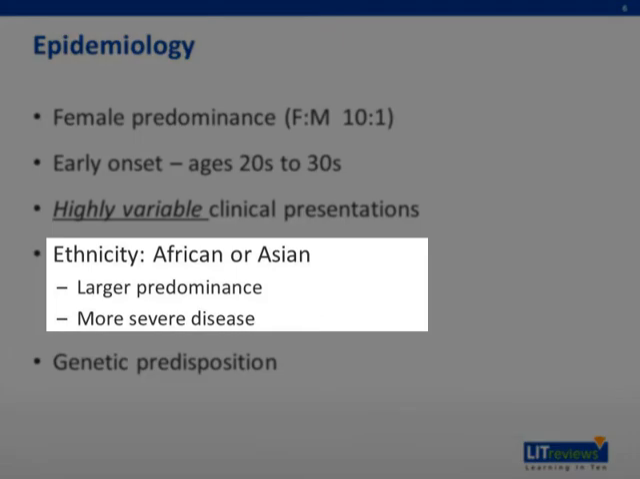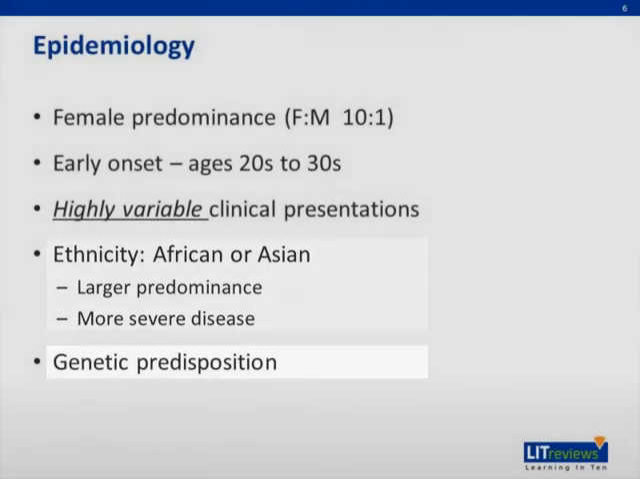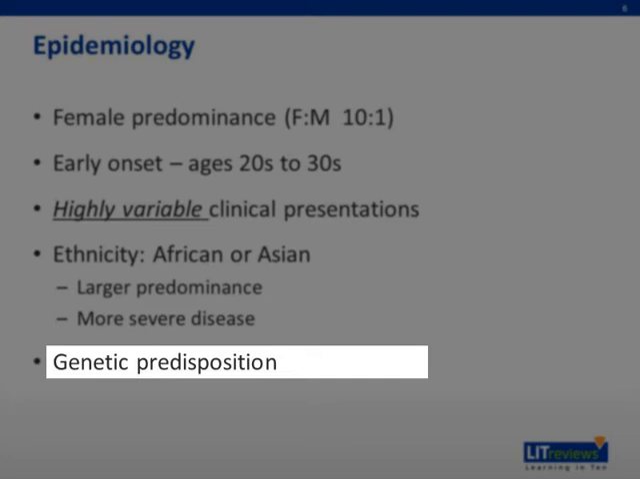Also, lupus tends to be more common in people of certain ethnic descents, such as African or Asian populations, and the disease tends to be more aggressive in these populations as well. Finally, we know that while some people do have a genetic predisposition for SLE, there are certain environmental causes that play an important role in initiating the immune response.